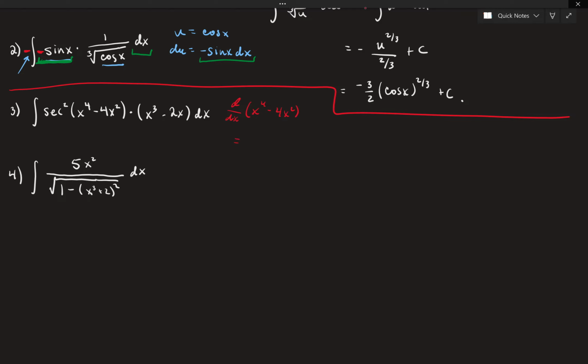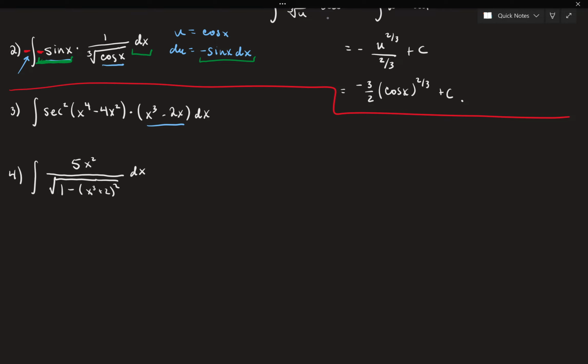The derivative of x to the fourth, let me actually write it out, minus 4x squared. What's the derivative of that? That's 4x cubed minus 8x. But I don't have 4x cubed minus 8x. I'm off by a factor of 4. So I'm going to have to put in a 4 there. But anyway, that just helps me know what my u is.